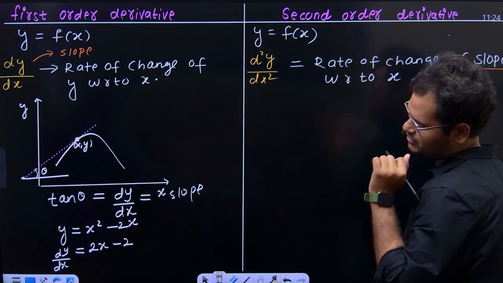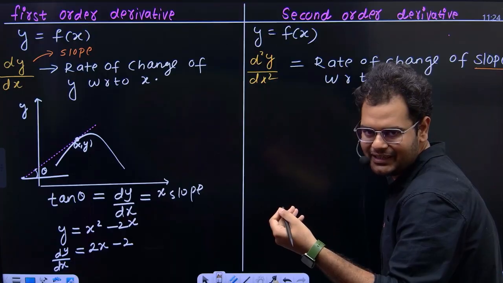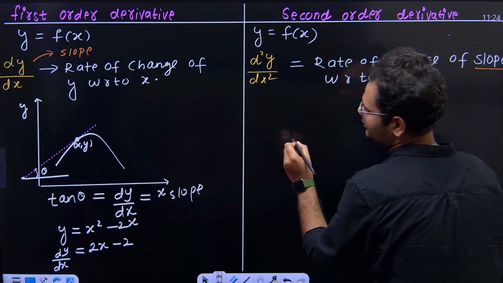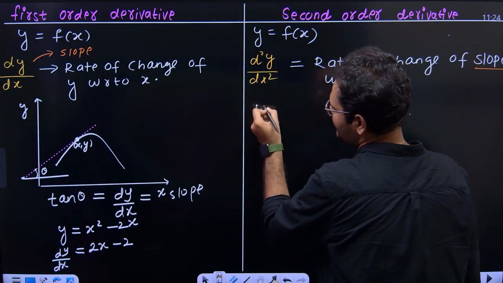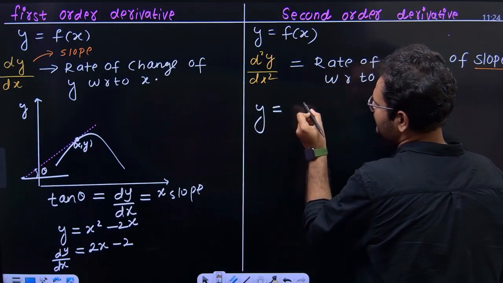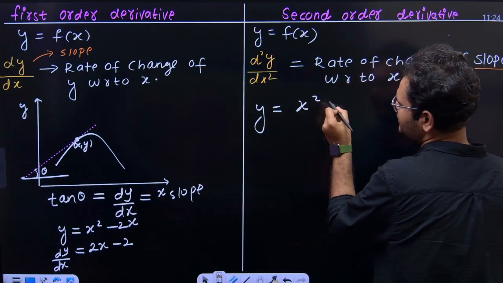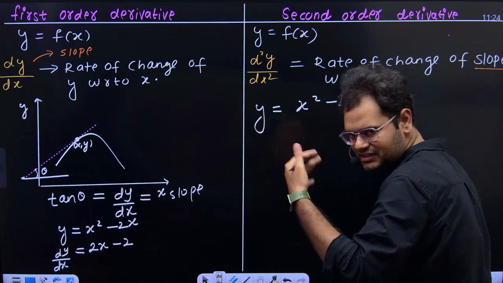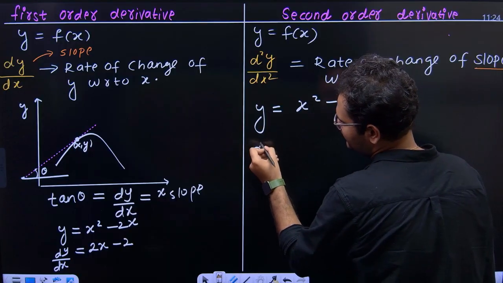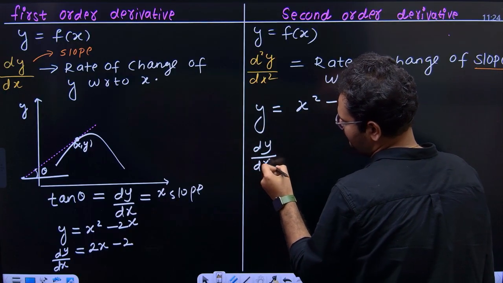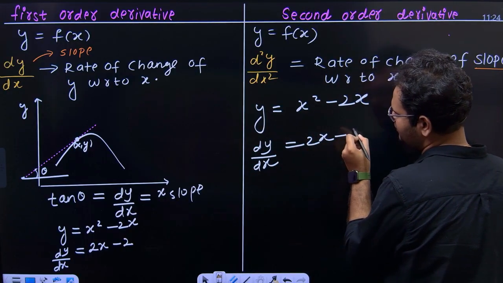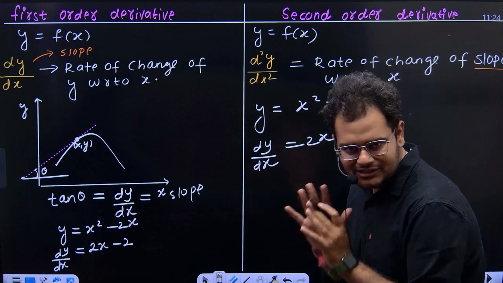d2y by dx2. Sir, how to find mathematically d2y by dx2? Let me tell you that. So here y is equal to, the general equation we have taken, x square minus 2x. If we differentiate this one time, what will we get? dy by dx is equal to 2x minus 2. What is this? This is simply slope.